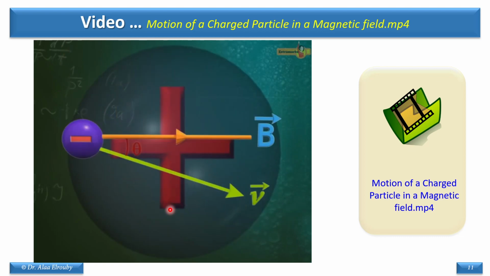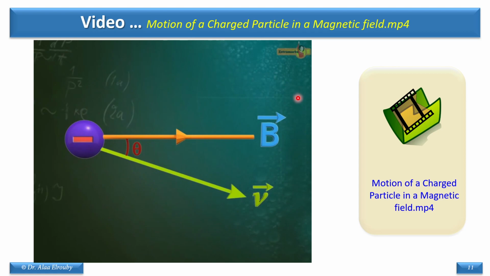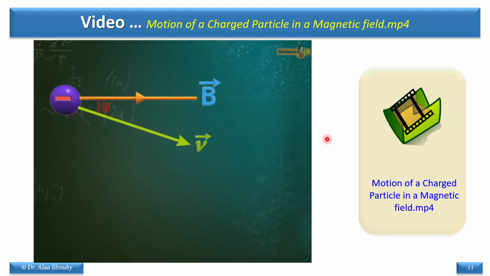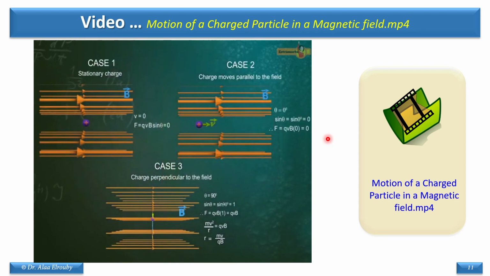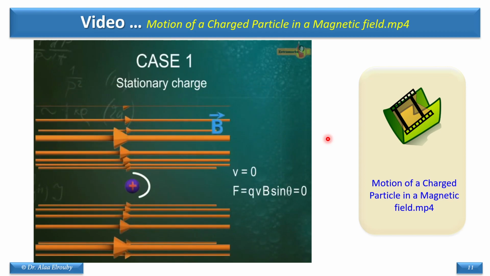Thus, the force is perpendicular to the plane containing V and B and acts in the upward direction. If a negative charge moves instead of a positive one, then, according to the right-hand rule, the force will act in the downward direction, and the particle gets deflected downward. Let us study different possibilities. Case 1. The positive charge Q is at rest in the magnetic field B. It remains at rest as the magnetic field does not exert any force on a stationary charged particle.